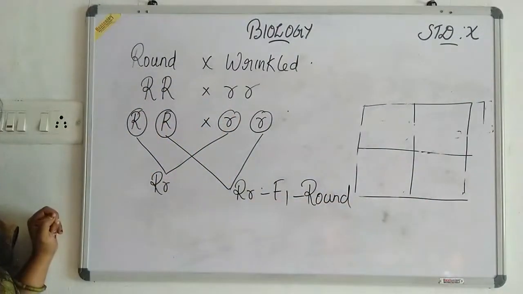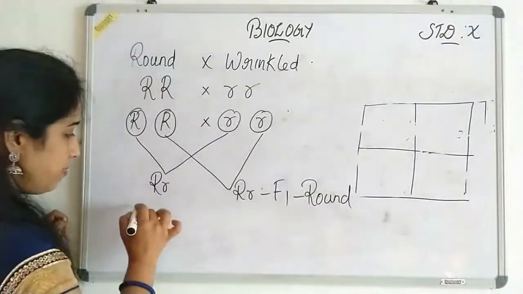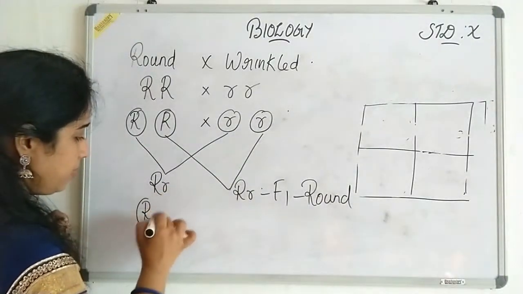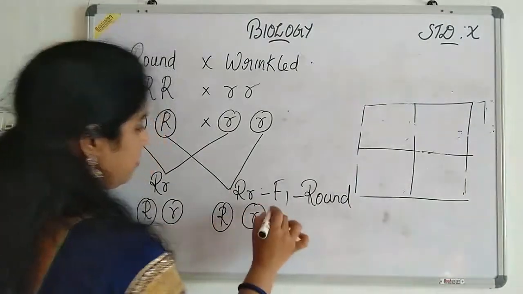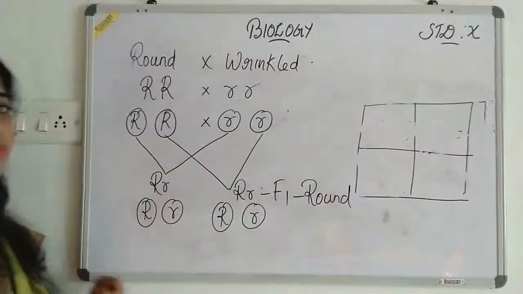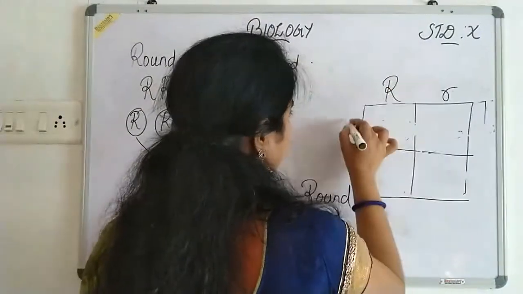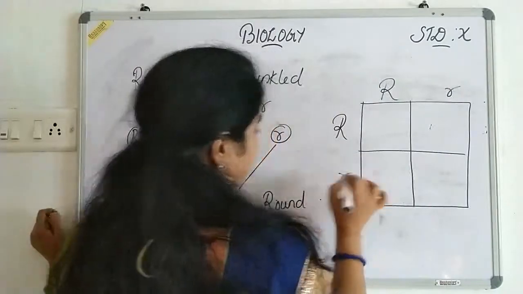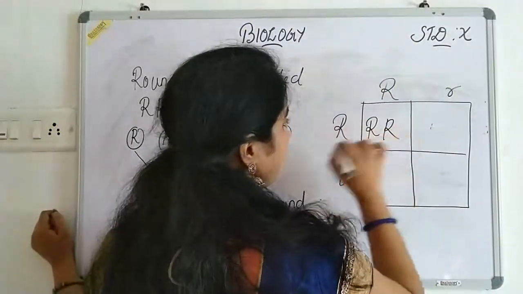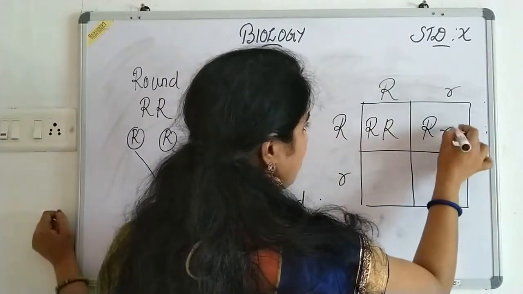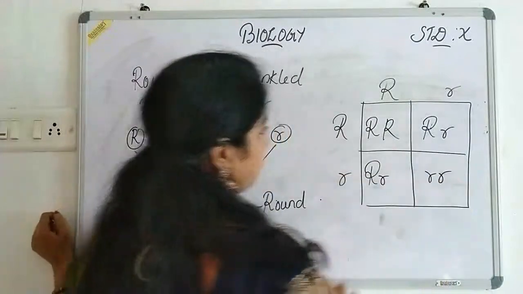All the plants bear which seeds? Round seeds. Now he did the self-pollination. So we can separate these gametes, capital R, smaller r. Here also capital R, smaller r. Clear? And we can do it by means of a Punnett square here. Capital R, smaller r. Capital R, smaller r. So try to do it. Capital R, capital R. Here capital R, smaller r. Capital R, smaller r, and smaller r, smaller r.